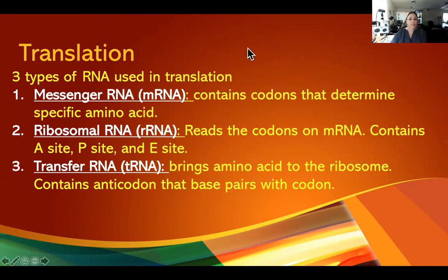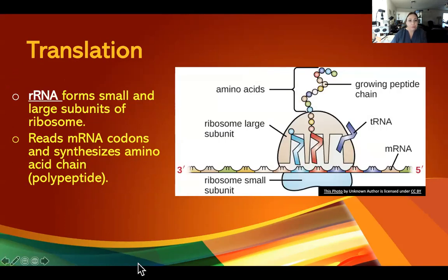So let's see here. All right, so what you're looking at here is all of the types of RNA together. Now, we have messenger RNA right here. Okay, that is the strand of messenger RNA. It has the codons that are read by the ribosome.